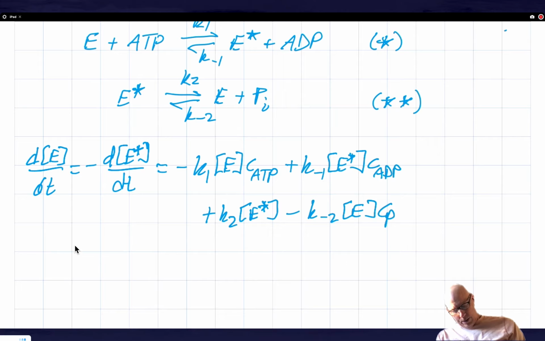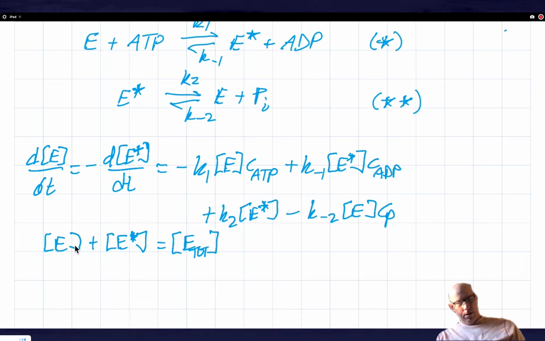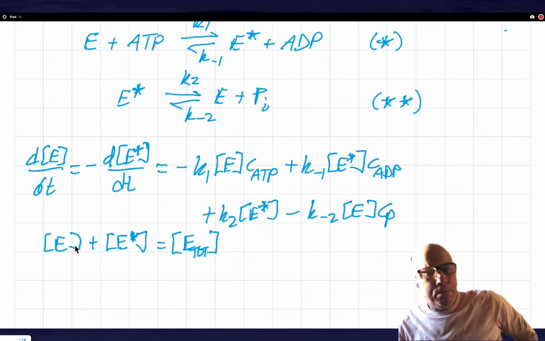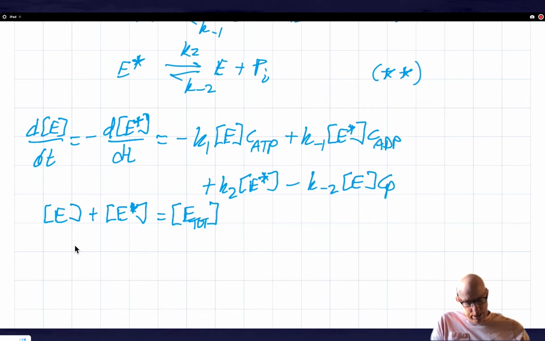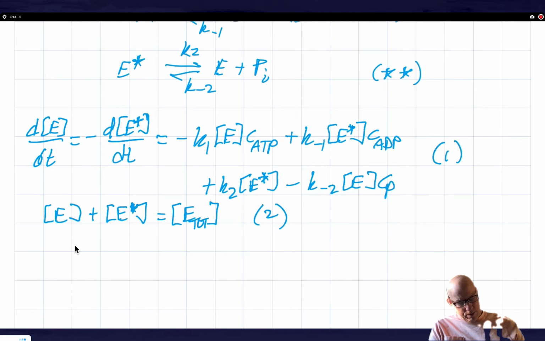I should note that, as I mentioned already, there's a constraint, and that constraint is that E plus E star is equal to a constant, which we will refer to as E tot. So the total number of enzymes in play is fixed. If we convert an E into an E star, then E goes down by 1 and E star goes up by 1, and the net change is 0. So these two equations, I could call this one equation 1 and this one equation 2.